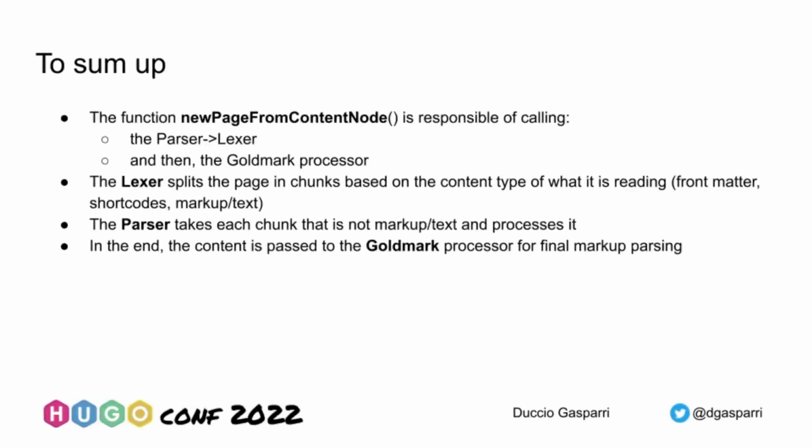So, to sum up, the function new page from content node is more or less the entry point, the starting point of everything, and it is responsible for calling the parser and then calling the Goldmark processor. The Lexer splits the page in chunks according to their content type, front matter, shortcodes, etc. And the parser takes each chunk that is not markup and processes it. Then the content is passed to the Goldmark processor for final markup parsing.